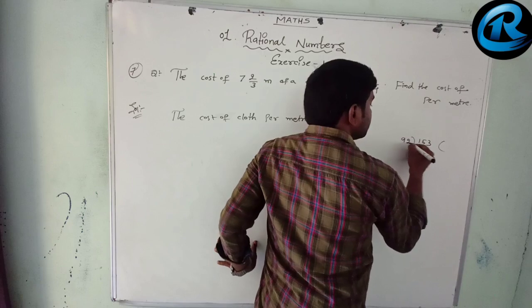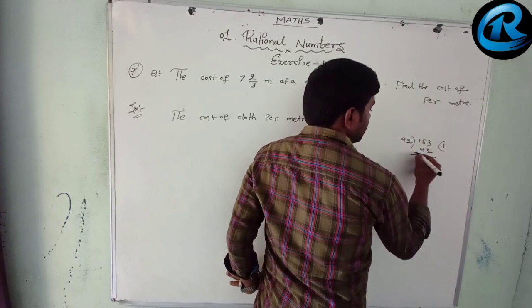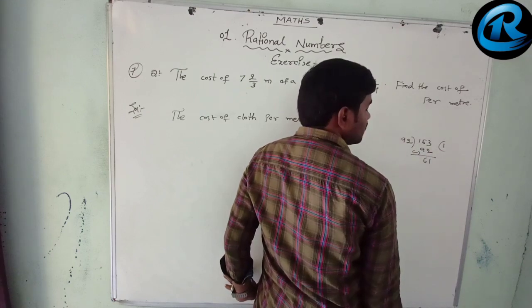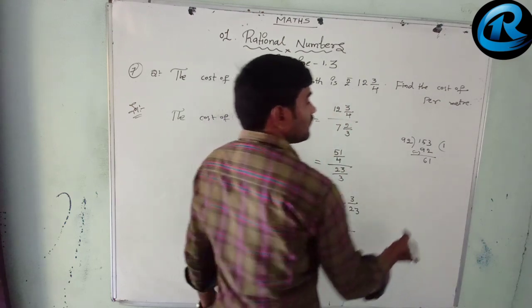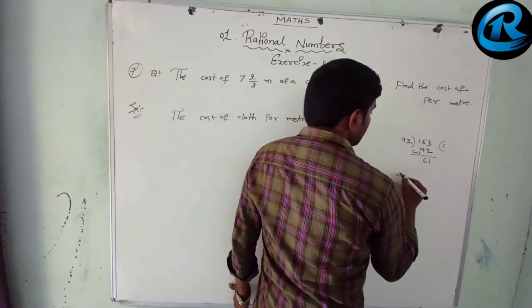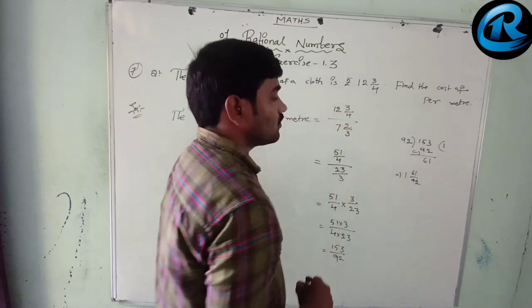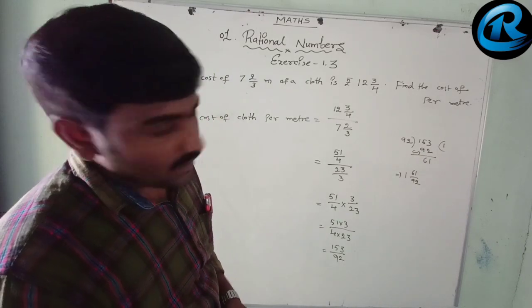153 will divide by 92 children. 92 ones are 92. Let us subtract, here you get 61. So here let us go for 1 whole 61 by 92.